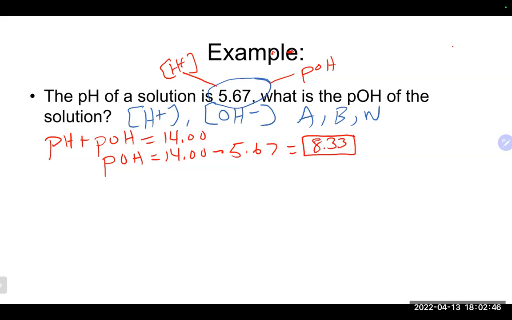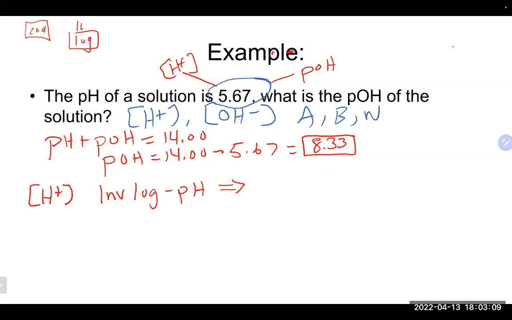While we're at it, we can directly from the pH get the H plus concentration, and that would be the inverse log of the minus pH. When you do that on your calculator, you're going to hit, basically top left corner on most calculators, the second or shift button, and then the log button, which on most calculators has a 10 and an X above it. So that's what you're looking for. So we're going to do that. Usually it will pop up a 10 and a caret. You want to make sure you make it negative, and we will go with 5.67 in this case.